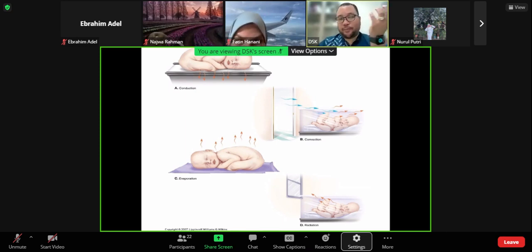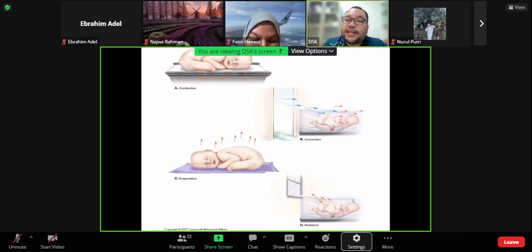Number 3 is by evaporation. On our skin sometimes there is sweat, there is fluid. The fluid on our skin, when it transforms from water into vapor, this transformation of water into vapor needs energy. And that energy, it absorbs from the body in terms of heat. Only then can it evaporate. So this is a very effective mechanism of heat transfer by evaporation.